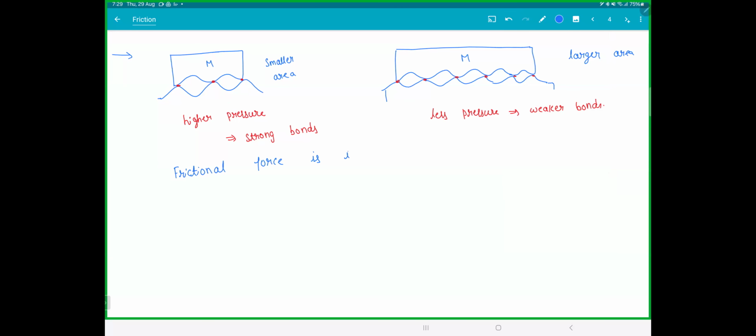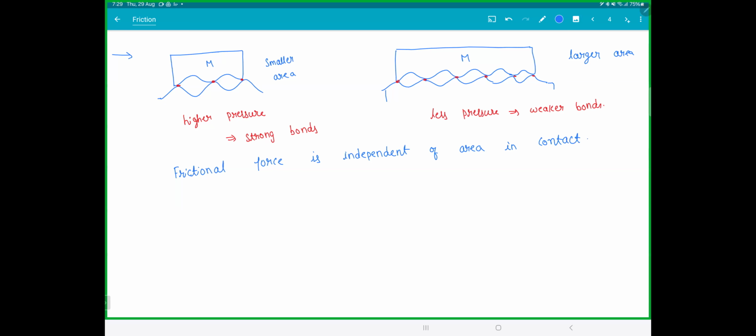As long as the nature of the surface, the type of the surface and the mass is the same, frictional force does not depend on how much area you're in contact. You take two blocks of same mass, but one has a big area and one has a small area, they still have the same friction. It's independent of area in contact.